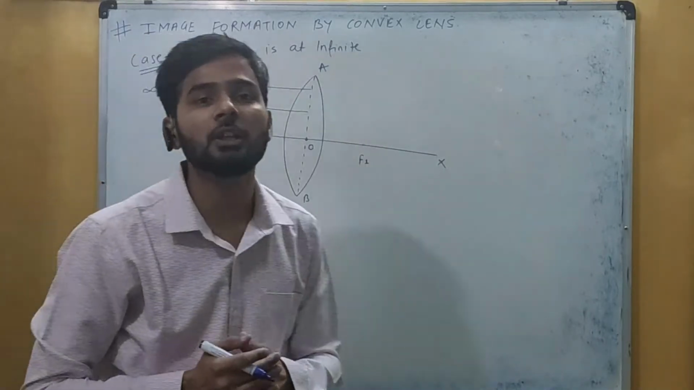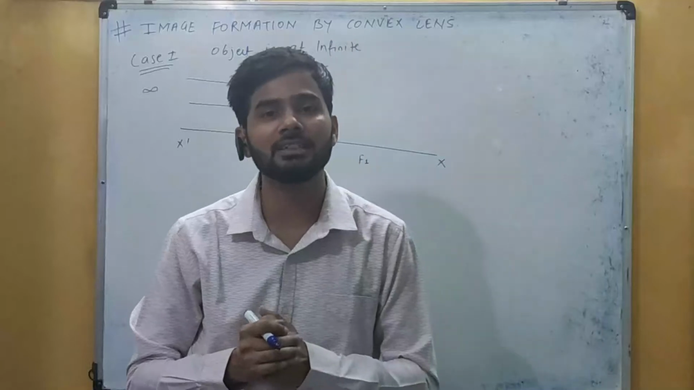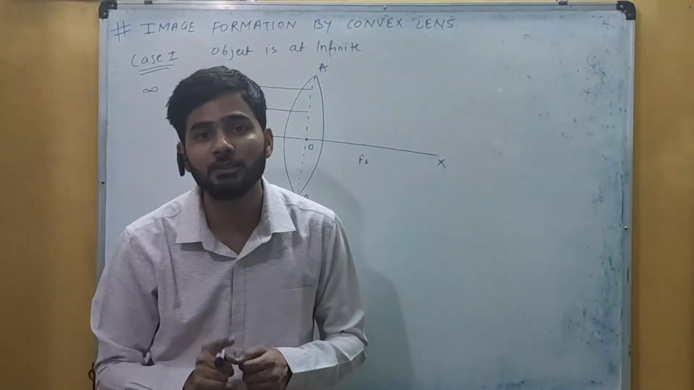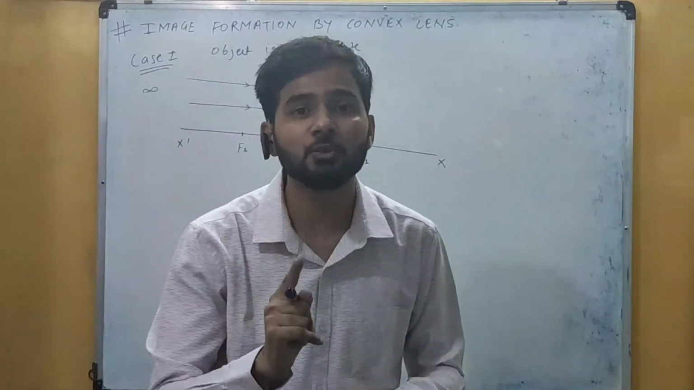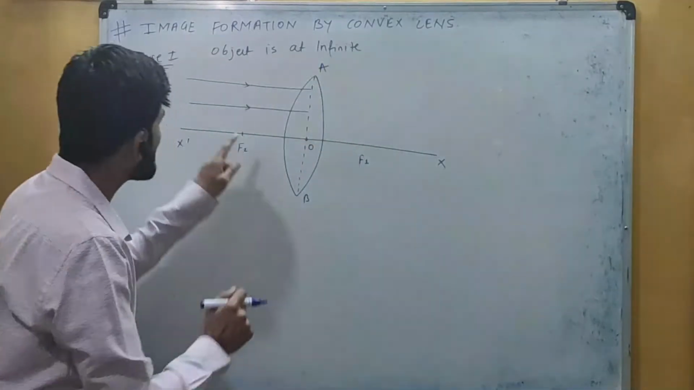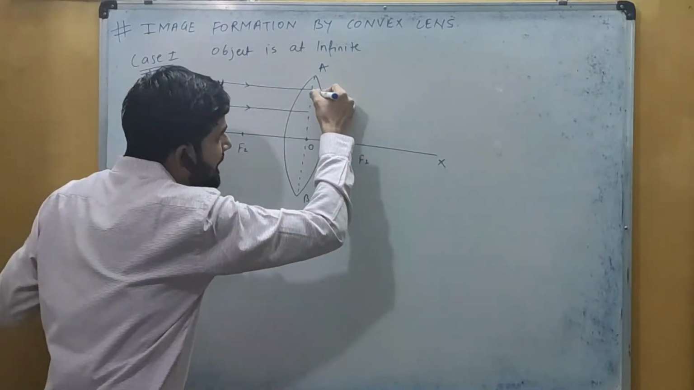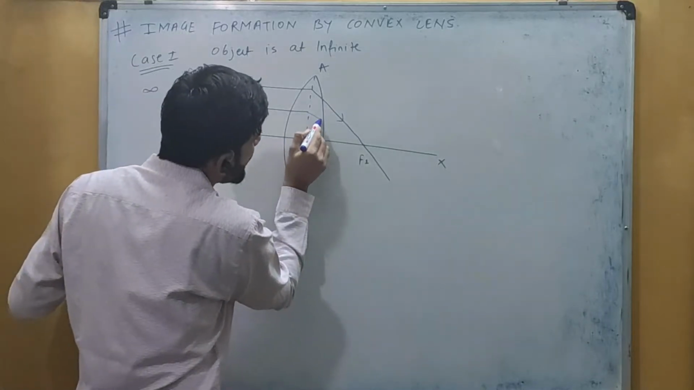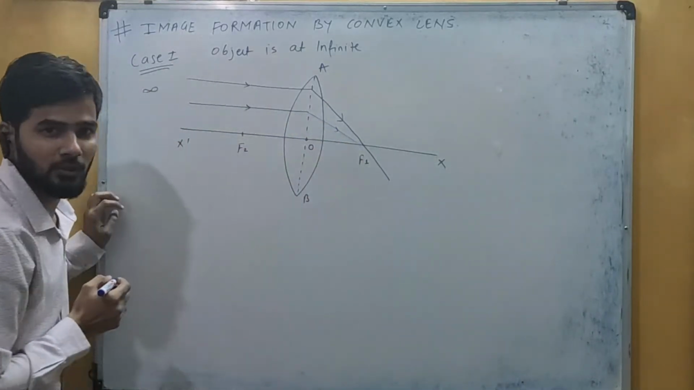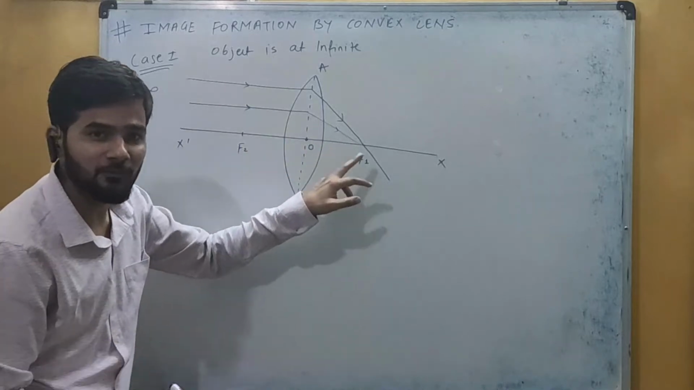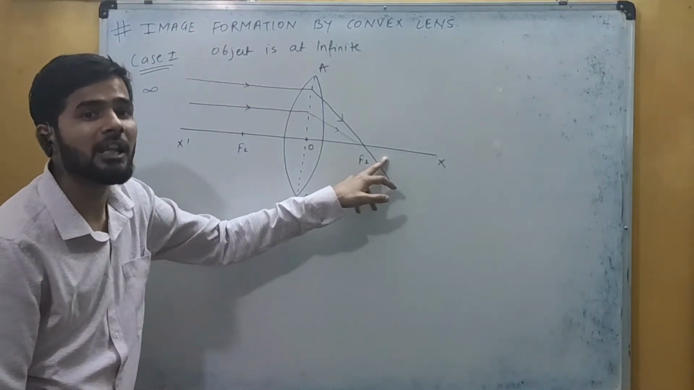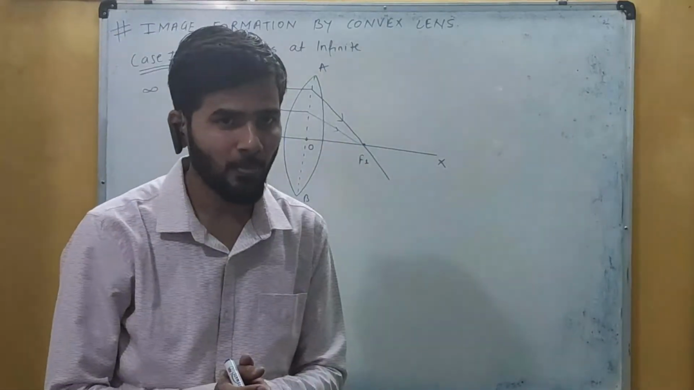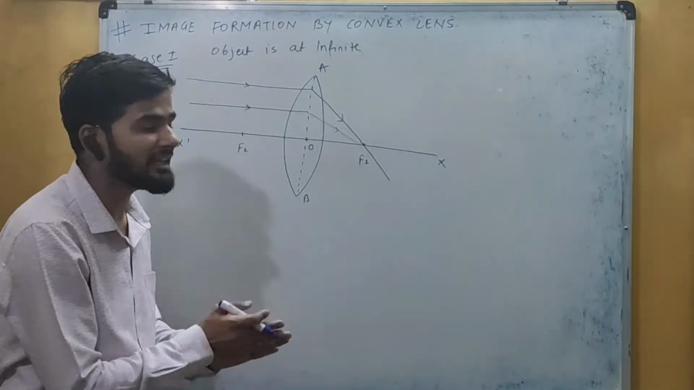Now here we will use rule number first. What does rule number first say? It says that if a light ray is parallel to the principal axis, then after refraction it passes through the principal focus, or you can say it passes through the first principal focus. So this first light ray, after refraction, will pass through the first principal focus. Similarly the second one will also pass through the first principal focus. So you can see that the light rays after refraction are meeting at the first principal focus. So the image formed will be at the first principal focus, and you can see that the light rays are actually meeting at that point.